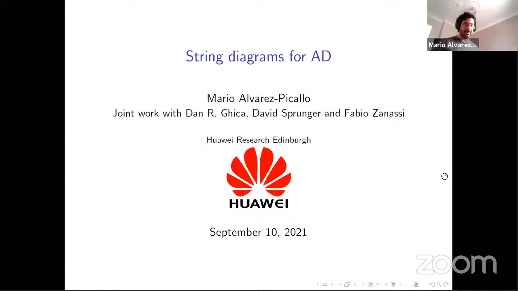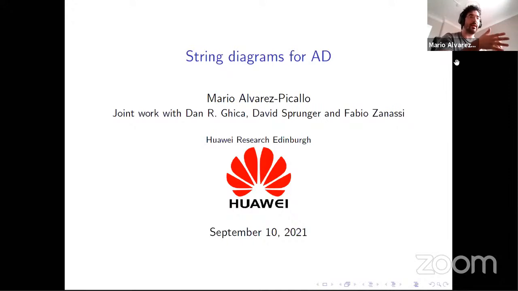Hi, everyone. Thanks for having me here. Before I start, I would like to give a bit of context, especially on why Huawei is interested in these sort of topics and where this interest comes from. What I will be talking about today is how string diagrams, and more specifically hierarchical string diagrams, can be a very useful tool for formulating and reasoning about program transformations. Automatic differentiation is a great example of this because it's a very, very complex program transformation.